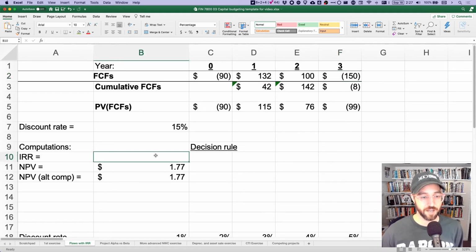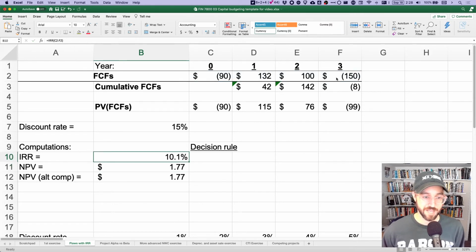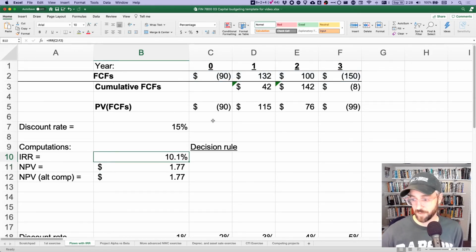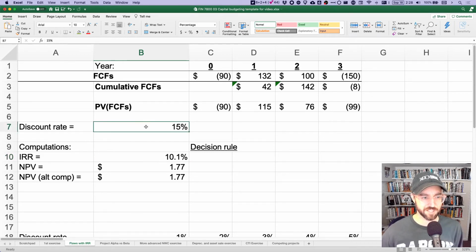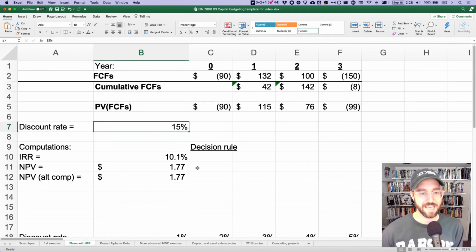So what happens if we calculate the IRR on this project? Well, if we ask Excel to calculate the IRR for these 4 cash flows, the negative 90 through the 150, and again, it's critical that we're not using the cumulative cash flows to do this, we're just using the raw cash flows, Excel's going to come up with an IRR of about 10.1%. Okay, and given that 10.1% is less than the discount rate, you might ask, why is it that the project is NPV positive if the IRR is less than the discount rate? That seems to go in exactly the opposite direction of what you told me we should be looking for.